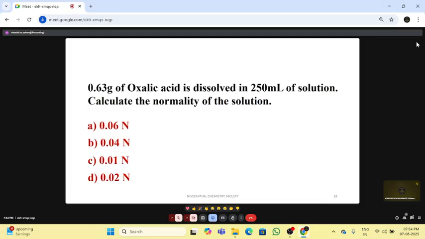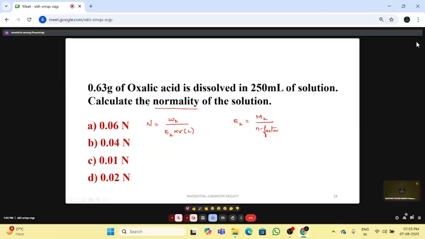0.63 gram of oxalic acid is dissolved in 250 ml of solution. Calculate the normality of the solution. So here the problem is related to normality, and we know the formula, right? Weight of the solute divided by equivalent weight of the solute into volume of the solution in liters. So what is the equivalent weight of the solute? It is molecular weight of the solute divided by n factor, right, Kanna?